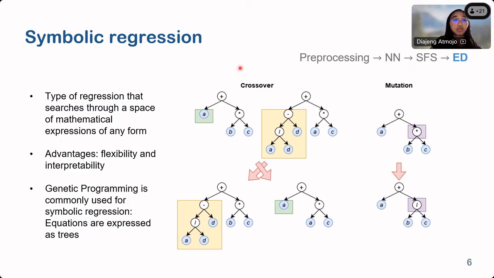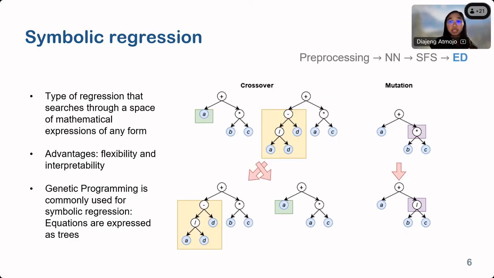So after performing sequential feature selection, we perform symbolic regression using Python. Symbolic regression is a type of regression that searches through a space of potential mathematical expressions of any form that best fits our data set. So it's not restricted to linear functions or polynomials or exponentials.